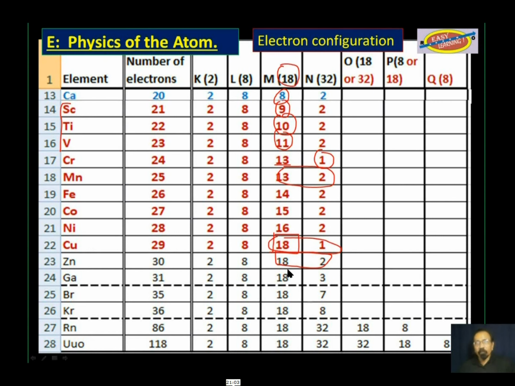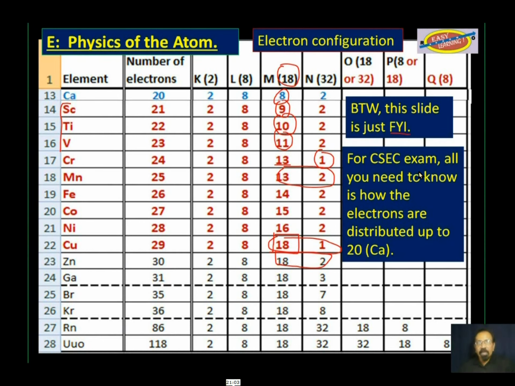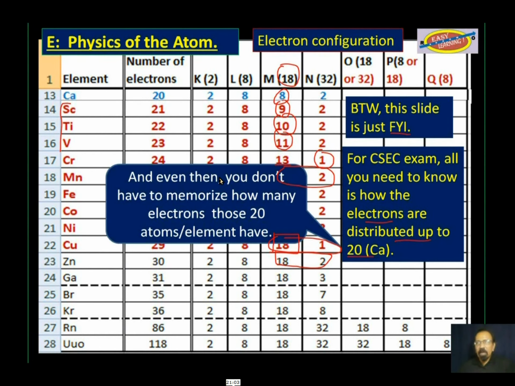And so on. Now, by the way, what is on this slide is just for your information. For the CSEC exam, all you need to know is how the electrons are distributed up to 20 electrons, which would be calcium. And you don't even have to memorize how many electrons are in these 20 atoms or elements. That will be provided for you in the standard notation.